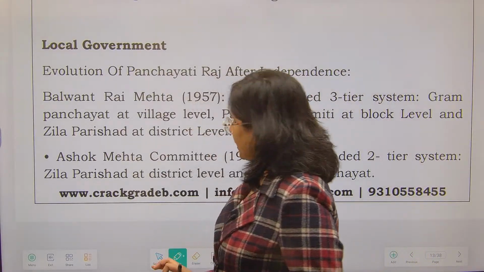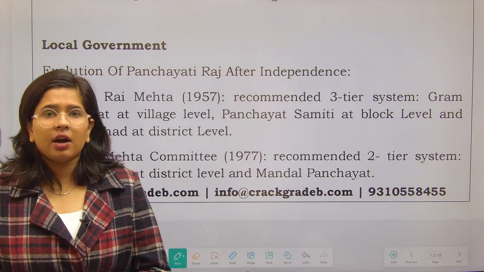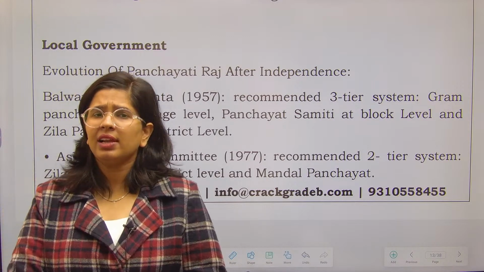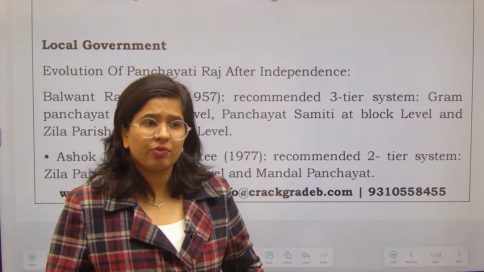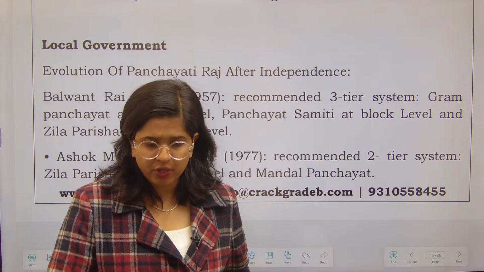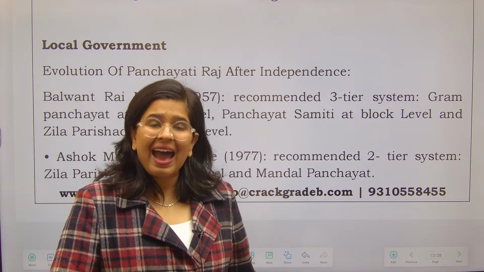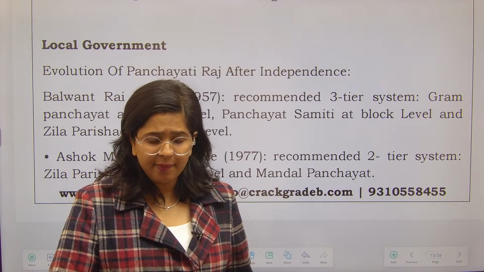So what about local government? In our constitution, they have envisaged first the central level government and then the state level government. After that, in the DPSPs there was a provision for local governments. It was one of the Gandhian principles to have flourishing local government.